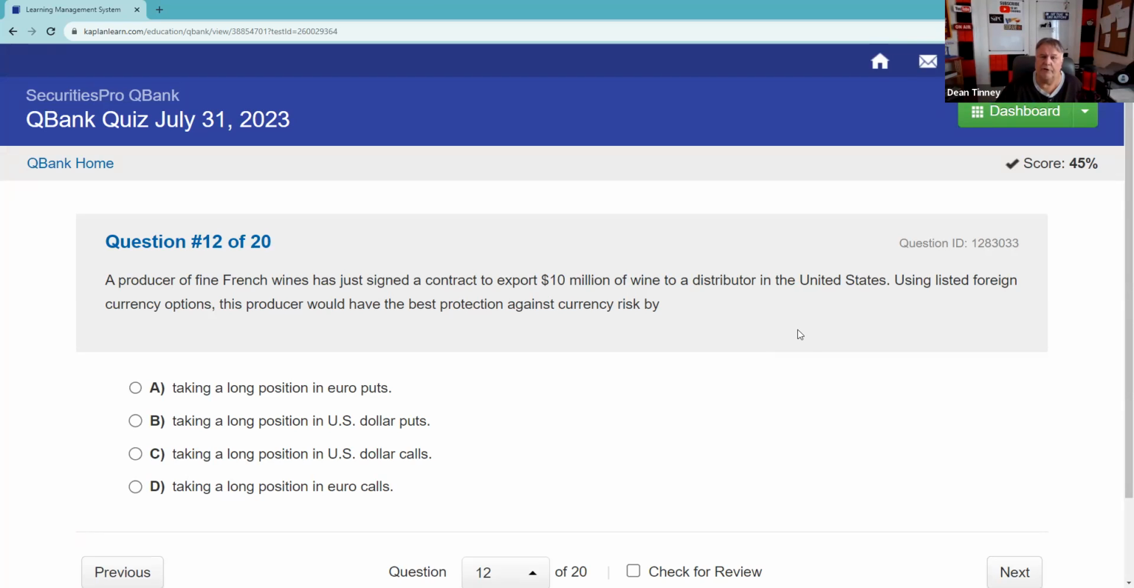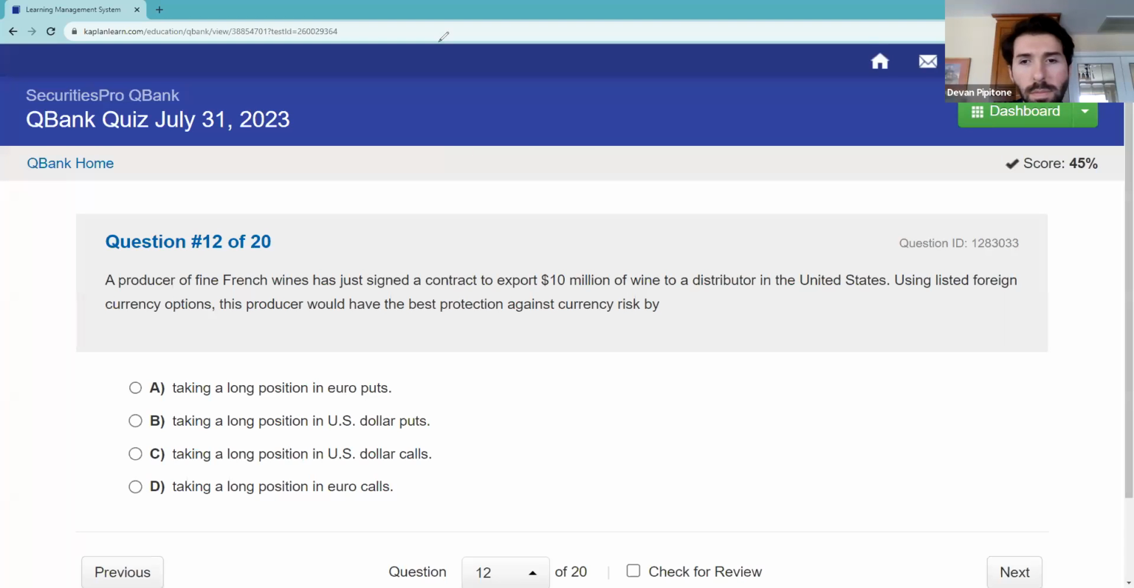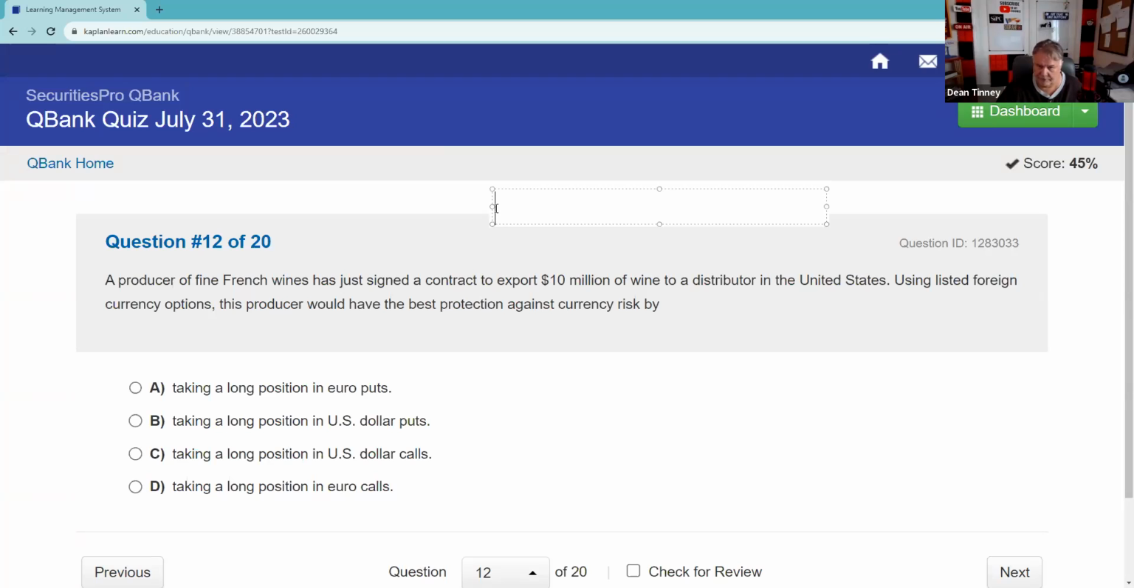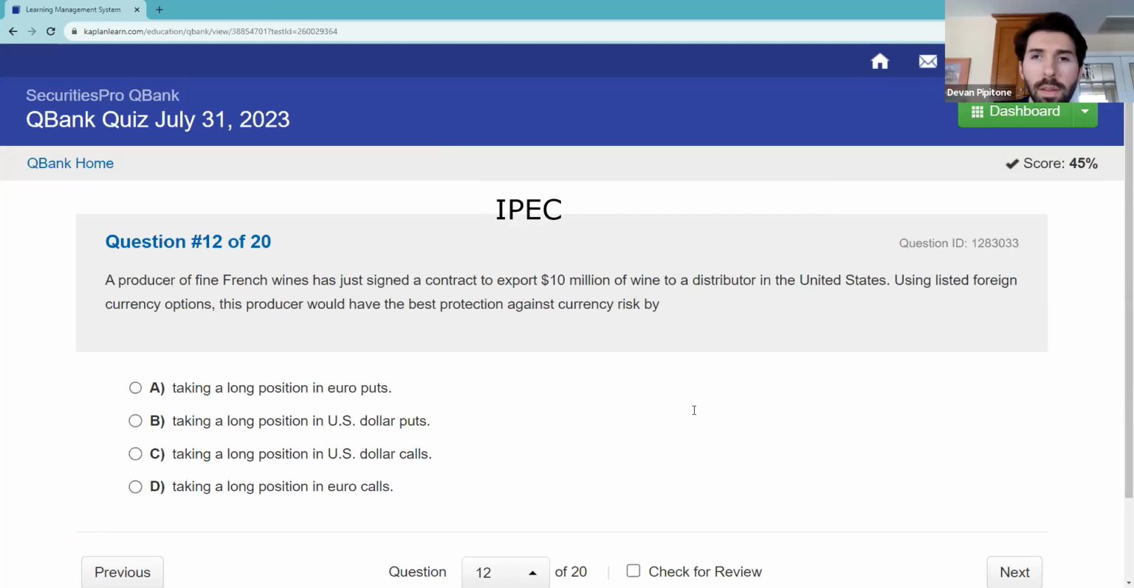Now, the other thing you could do is the opposite from the perspective of EPIC. And the opposite, remember, when it gives you the perspective from a foreign offshore kind of perspective, would be IPEC, right? This is a French exporter. So instead of the exporter buying puts, the exporter would buy calls.